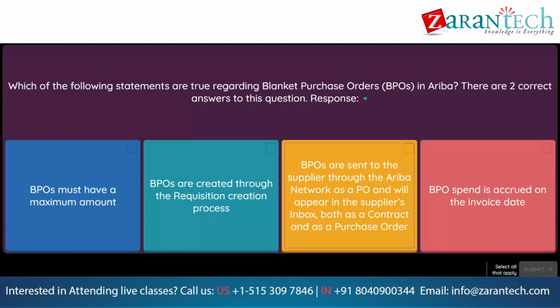Option 3, BPOs are sent to the supplier through the Ariba network as a PO and will appear in the supplier's inbox, both as a contract and as a purchase order. Option 4, BPO spend is accrued on the invoice date.